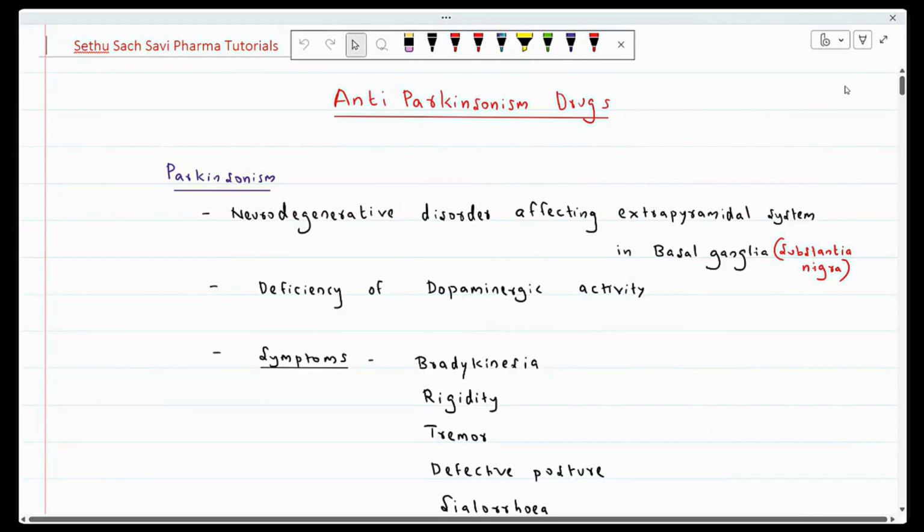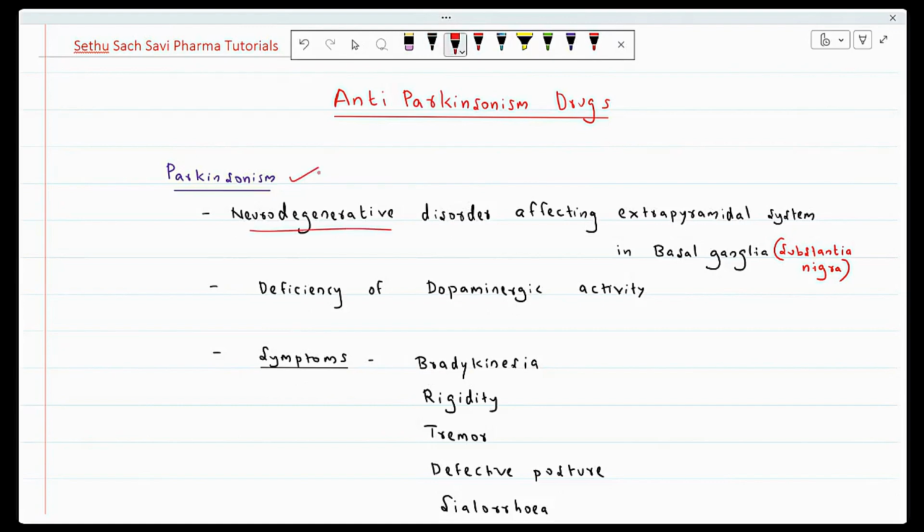So today we'll start dealing with the anti-Parkinsonism drugs. The drugs used for the treatment of Parkinsonism are called anti-Parkinsonism drugs. Now, a couple of points you need to remember for the exam. Parkinsonism. So basically, it is a neurodegenerative disorder.